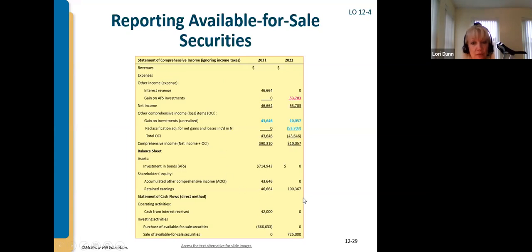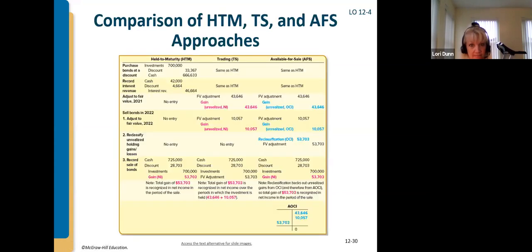Okay, and you could see the remaining items here. So that's how we report available for sale securities. Look at that. Now that's a nice picture, huh? That's everything we just did in a little table. So again, depending on the category of the debt investment will determine how it's reported on the balance sheet at the end of the year.